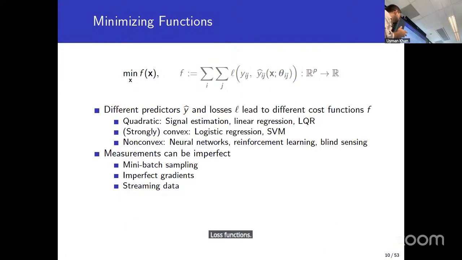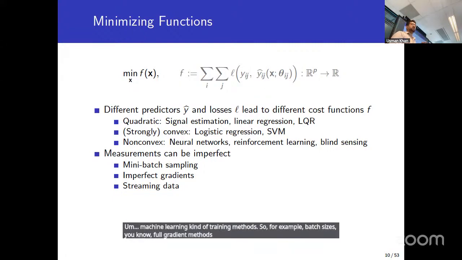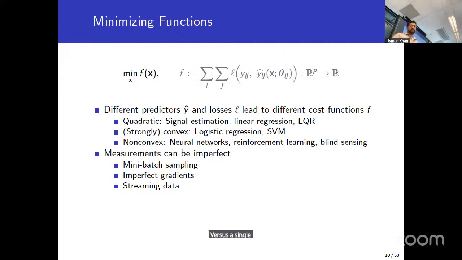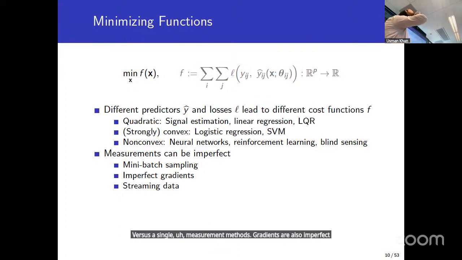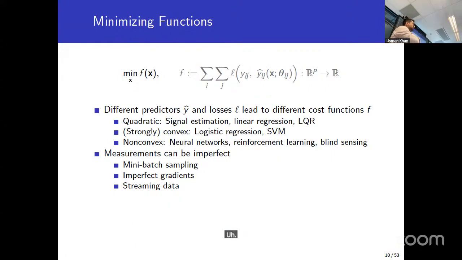And then we add certain other features of current machine learning training methods. So for example, batch sizes: full gradient methods versus mini batch versus single measurement methods. Gradients are also imperfect. So for example, you don't get to see the full gradient of this loss function with respect to data, but only up to a certain error. And these gradients can also be revealed to us in a streaming way, right?